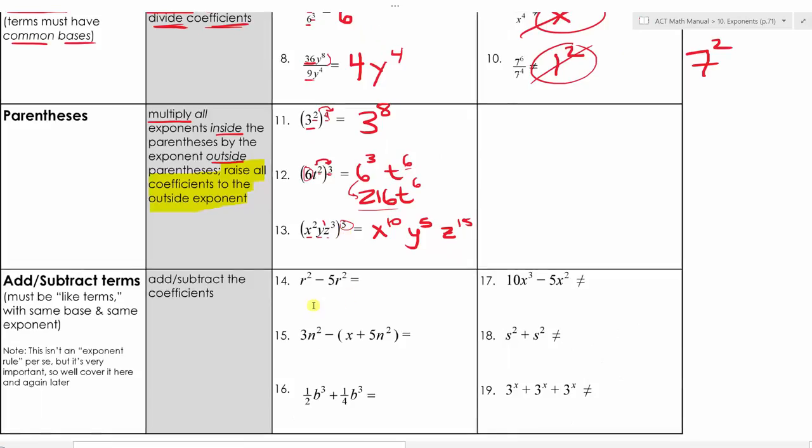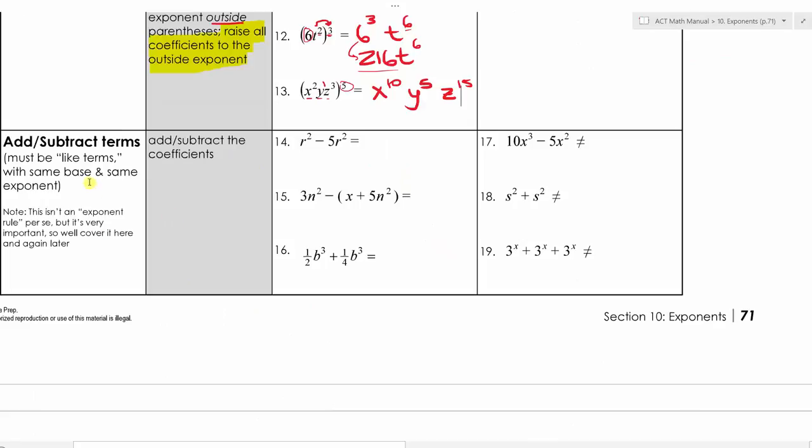Now, in terms of adding and subtracting terms, first things first, most important point, you need to make sure that when you are trying to add and subtract terms that you're dealing with like terms. Like terms are terms that have the same base and the same exponent. Same base, same exponent. If you do not have the same base and same exponent, you cannot combine terms the way that we are about to combine terms. So if you have like terms, you simply do what it says here. You add and subtract the coefficients.